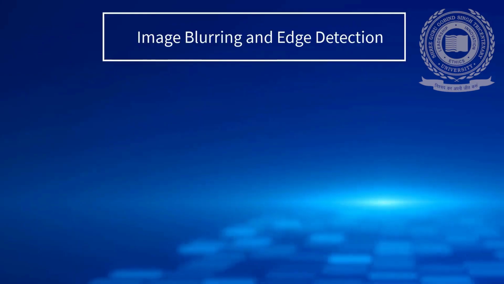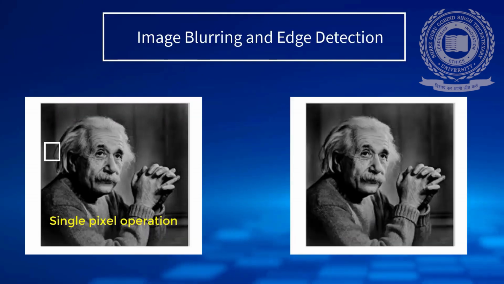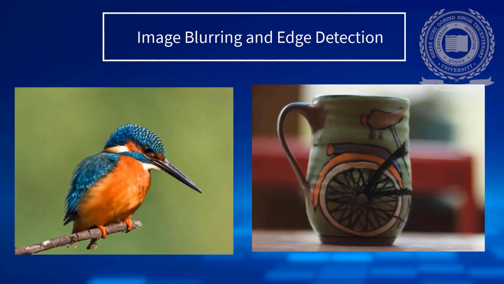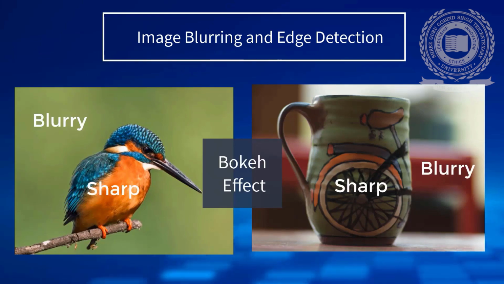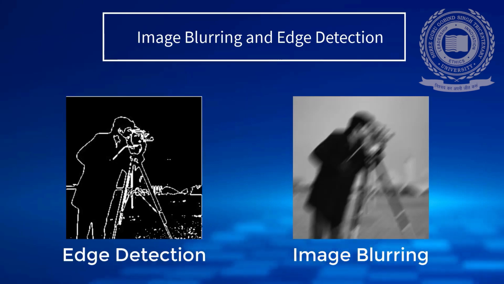Now we discuss image blurring and edge detection. The previous example involves a single pixel operation. Let's look into a little more complicated operation of image processing which involves a group of pixels. We all have recorded or clicked a picture in bokeh mode, in which the foreground appears sharp and the background is blurred, which creates a very pleasing viewing experience. This effect can be recreated using edge detection and image blurring.